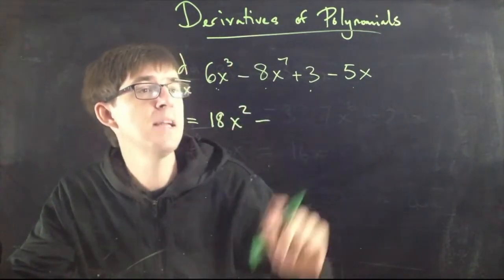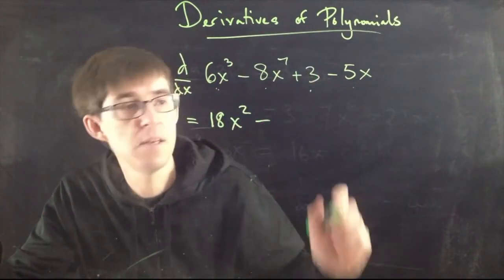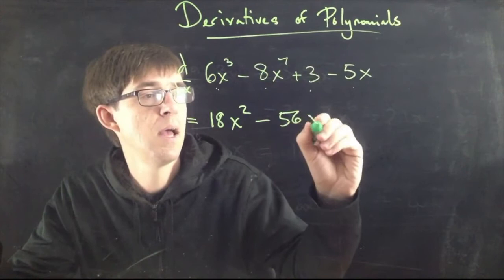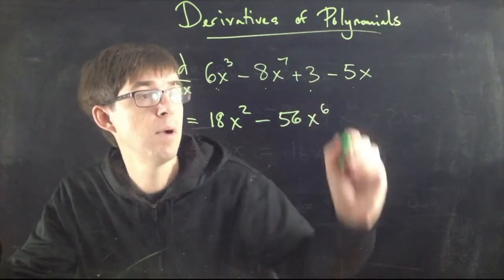All right, minus, what happens here? Same business. The 7 comes down, multiplies onto the 8. 7 times 8 is 56. X to the power 6, right? Decrease the exponent by 1.